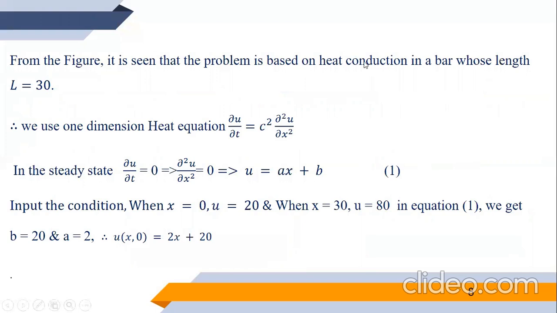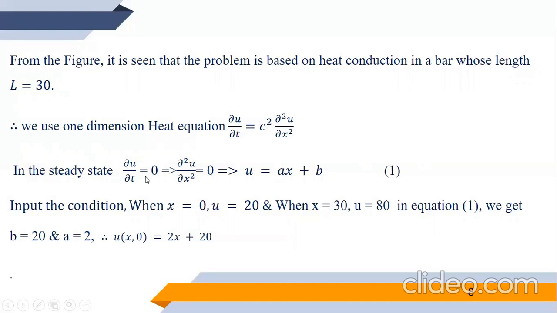L is equal to 30. So therefore we use a one dimension heat equation. So del U by del T is equal to C square del square U by del X square. In the steady state condition, the value of the derivative with respect to time is 0.